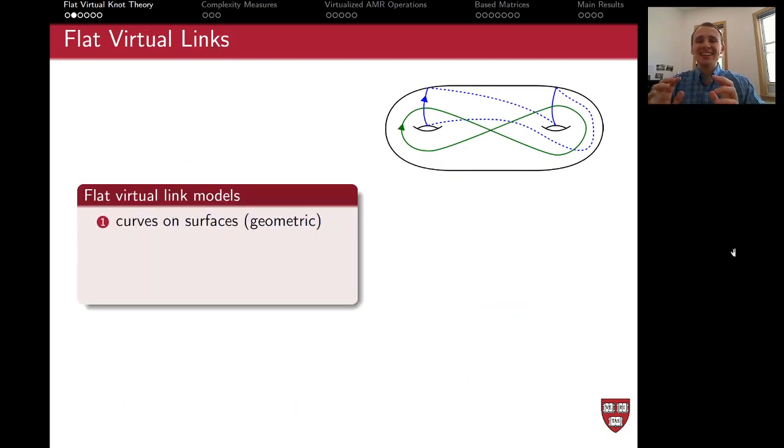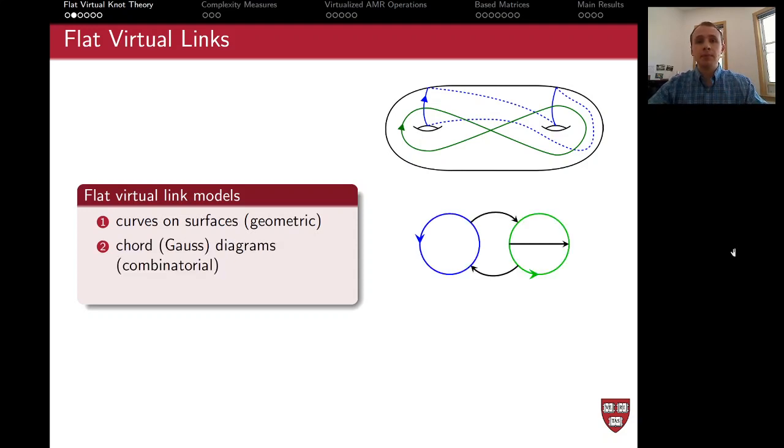So to put this on firmer ground, we have a few different ways that we can represent flat virtual links. The first of which is by using curves on surfaces, which gives us a nice geometric picture. But we can also use Gauss or chord diagrams to study these objects combinatorially. And this connection between curves on surfaces and these more combinatorial diagrams goes back to Gauss. But what makes things possible now is a result of Carter, Kamada, and Saito, that we can go back and forth between these two representations in a nice way.